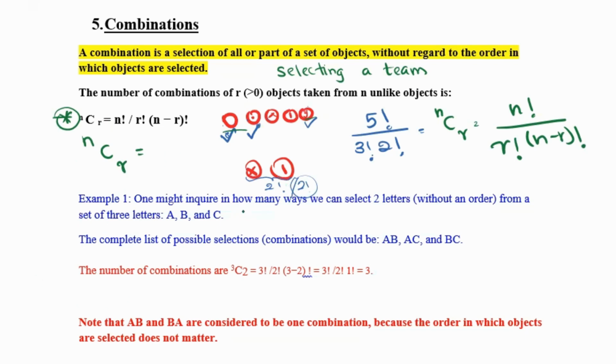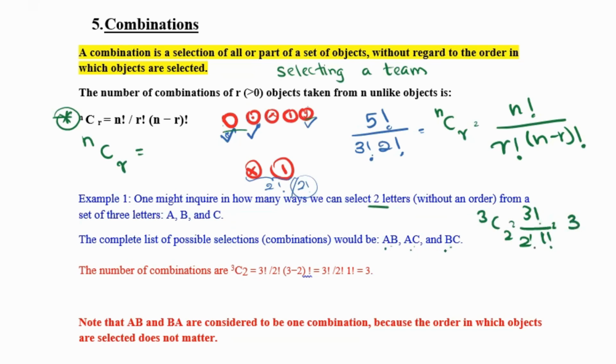Say one might inquire in how many ways we can select 2 letters without an order from a set of 3 letters. Now we're just going to select. We don't need to care about the order. We are not making an item code of any sort. So the complete list of possible selections would be just AB, AC, and BC. How does that happen? Out of 3, we choose 2. So it's 3 factorial divided by 2 factorial into 1 factorial, which is 3 into 2 factorial divided by 2 factorial, then that gets cancelled, just 3. So we have the 3 options here.